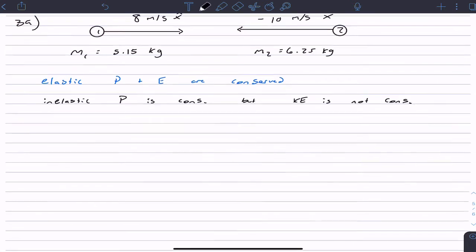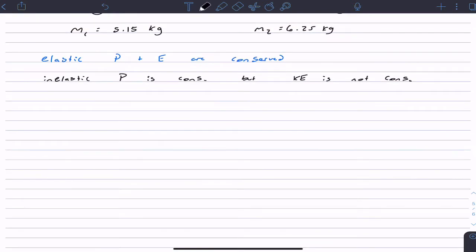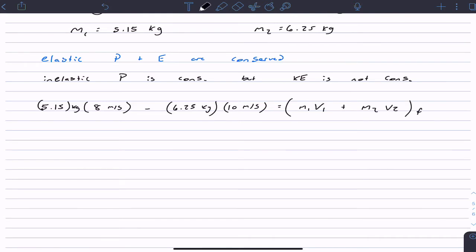But in this case we have an elastic collision, so we can use this information. Let's set this up. Let's figure out what the initial momentum is. We have 5.15 kilograms times 8 meters per second, plus, it's actually minus, 6.25 kilograms times 10 meters per second. And that's going to equal some momentum for each ball, this is final. So then, using the conservation of momentum equation, this is what we end up with.